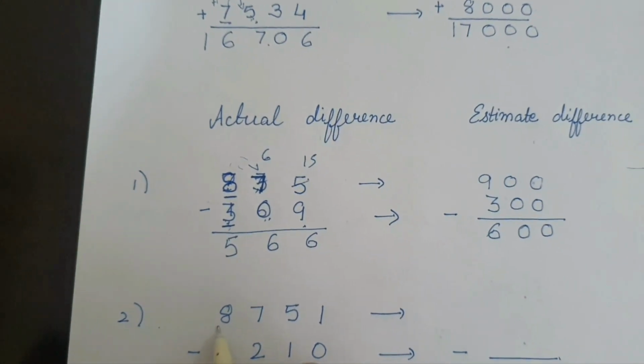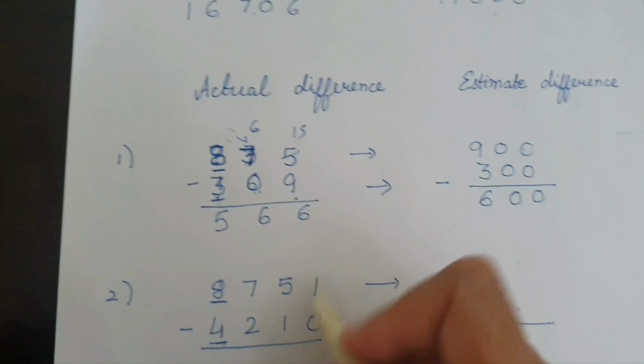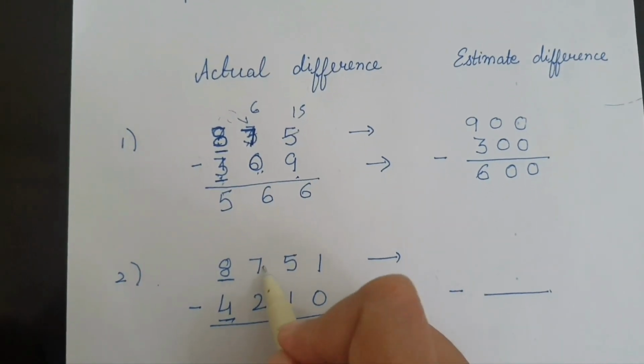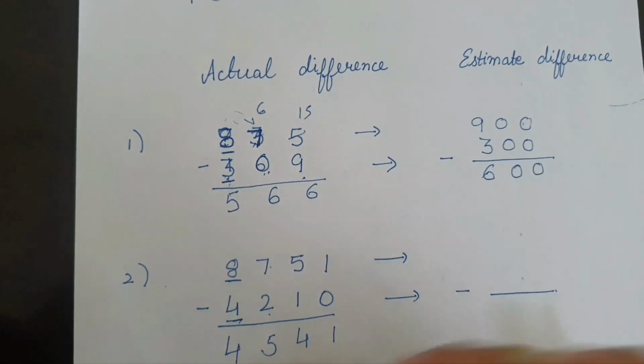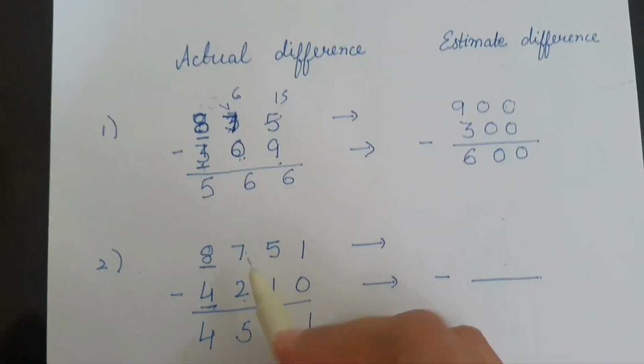8,751. The highest place digit is 8. Here it is 4. Fine. Simply let us subtract it first. 1 minus 0, 1. 5 minus 1, 4. 7 minus 2, 5. And 8 minus 4, 4. 4,541. Now let us do the round off.